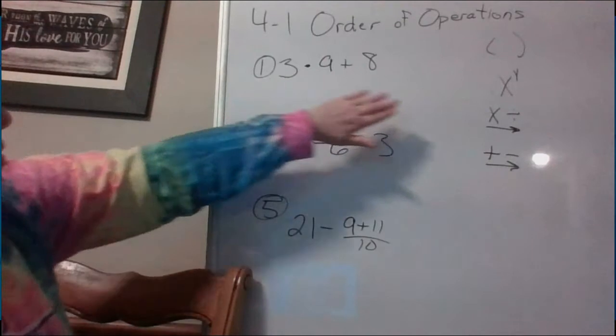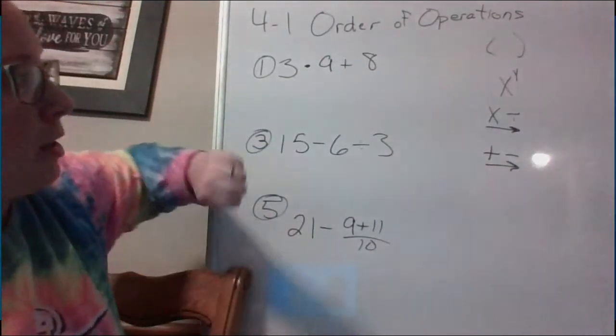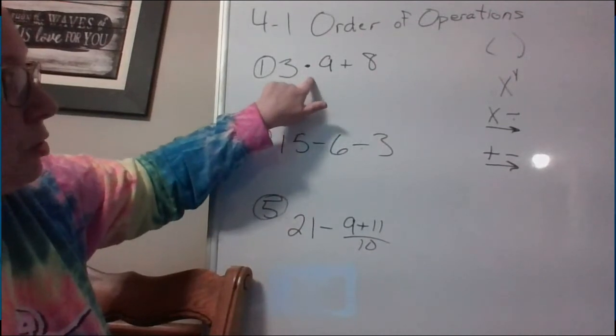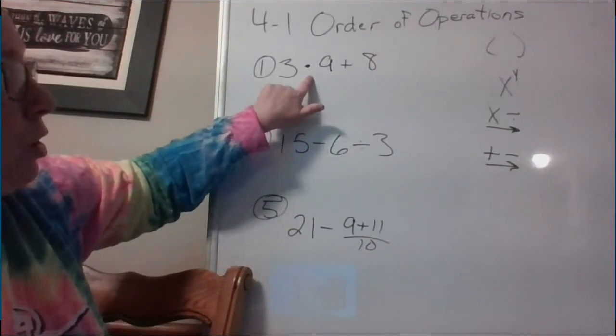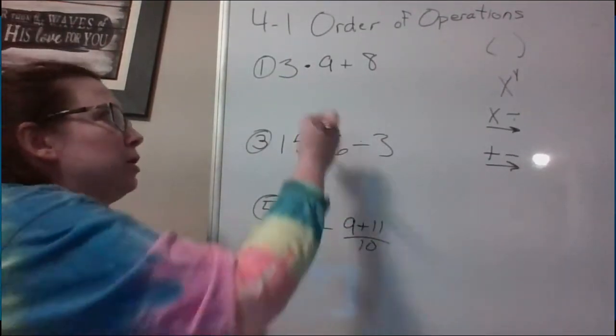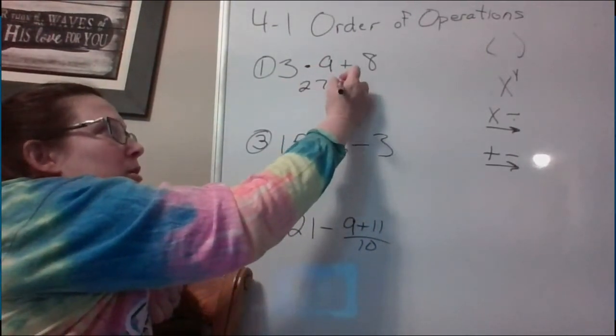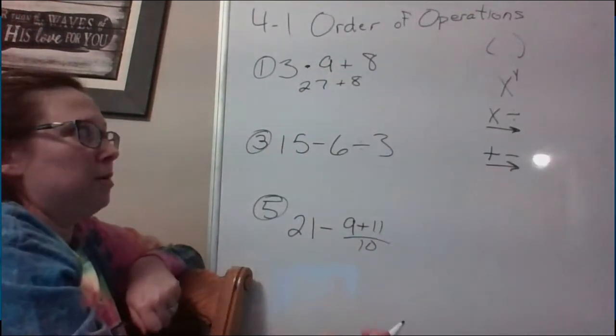When you are on the 3rd step, multiply and divide left to right, you're going to start over on the left, go until you find a multiplication or a division, and then you're going to do that. So 3 times 9 is 27. You bring everything else down.